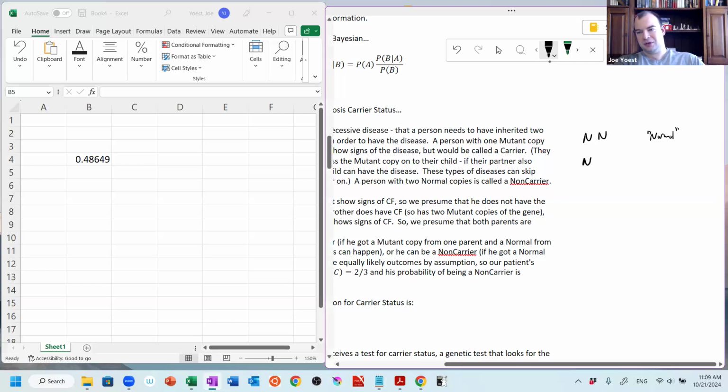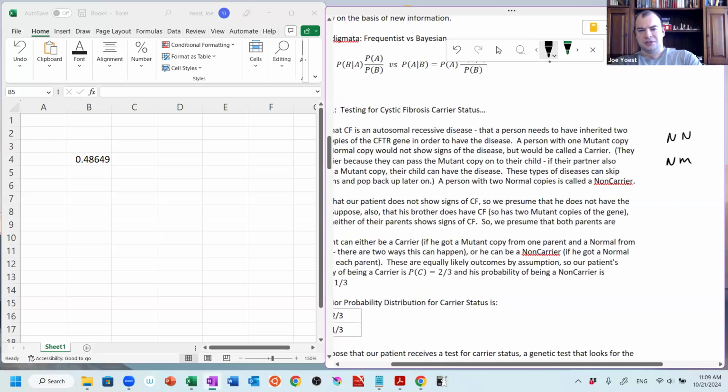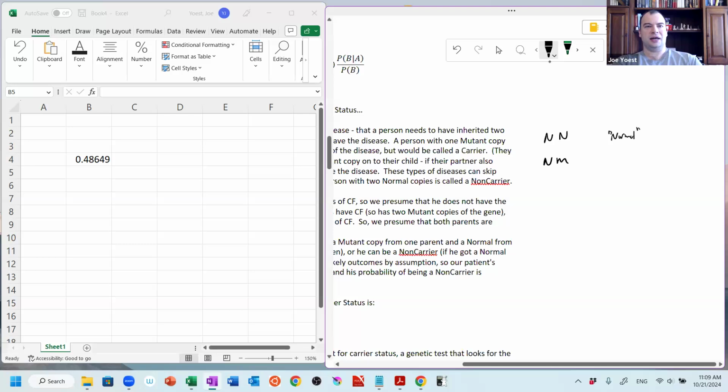A person could have a normal copy and a mutant copy, and cystic fibrosis has to do with chloride ion transport across the cell membrane. And usually with things like that, if this normal copy can pump out enough of the transmembrane protein, then you can kind of get away with having 1 mutant copy that doesn't work so well, because your 1 normal copy can carry the load just fine. This person we call a carrier. They don't exhibit symptoms of the disease.